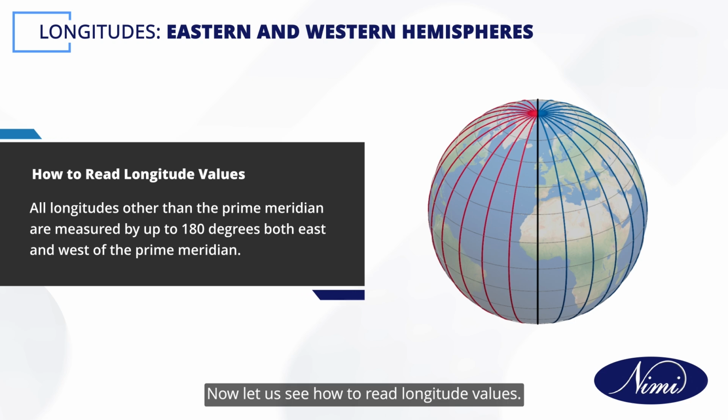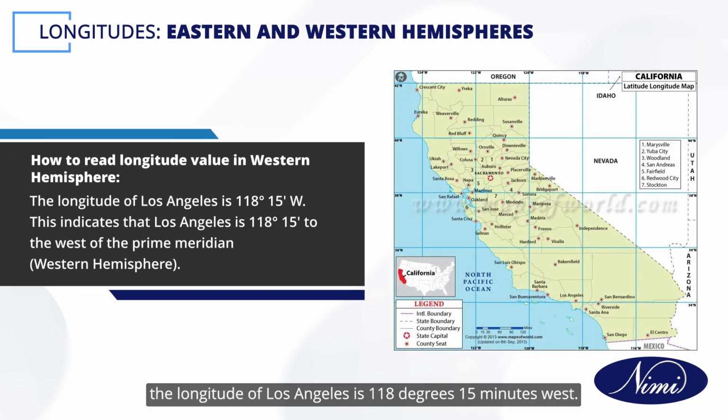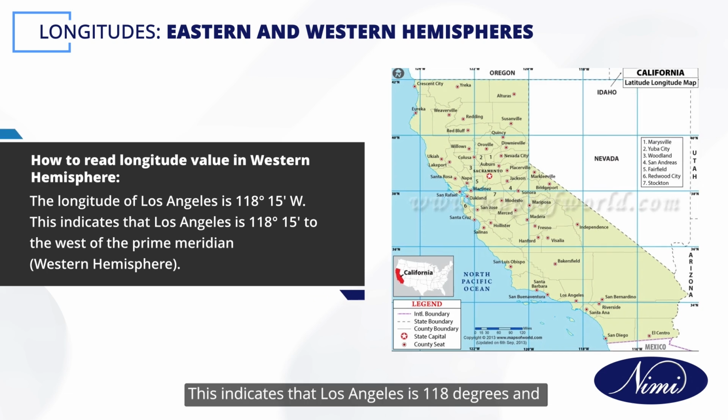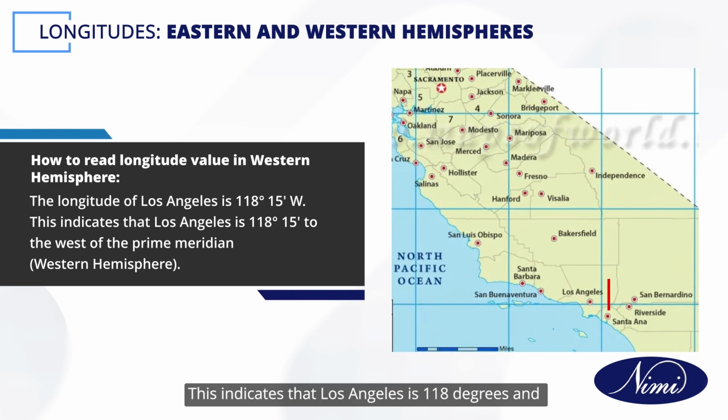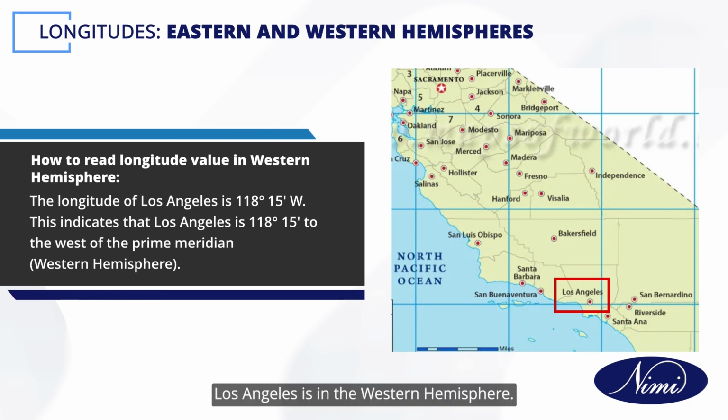Now let us see how to read longitude values. All longitudes other than the prime meridian are measured up to 180 degrees both east and west of the prime meridian. For example, the longitude of Los Angeles is 118 degrees 15 minutes west. This indicates that Los Angeles is 118 degrees and 15 minutes to the west of the prime meridian. Los Angeles is in the western hemisphere.